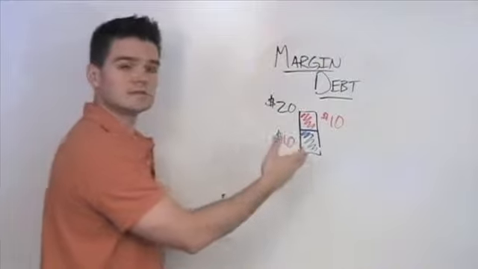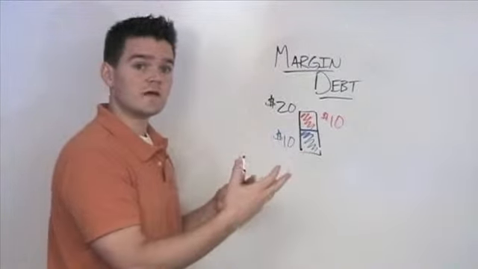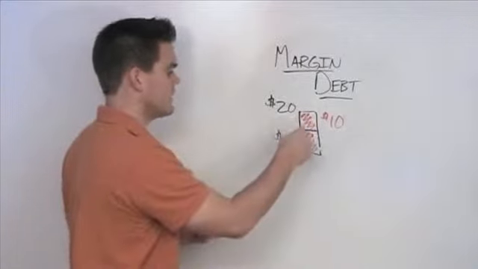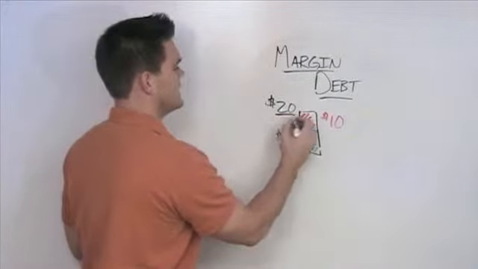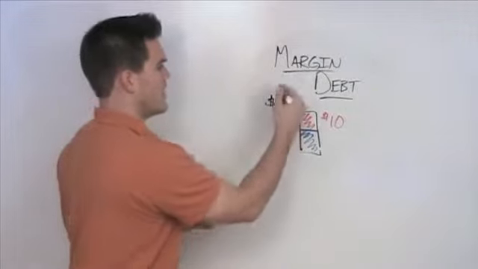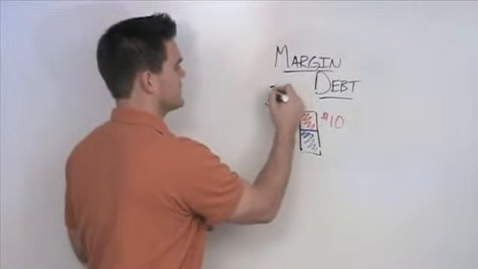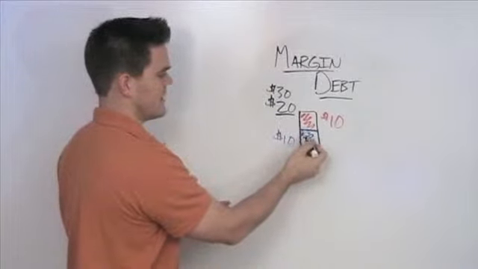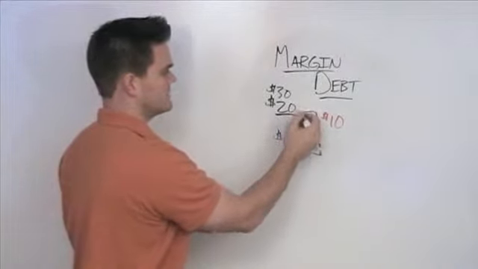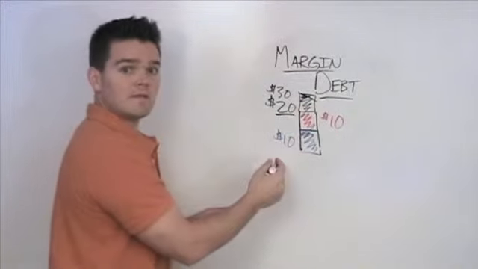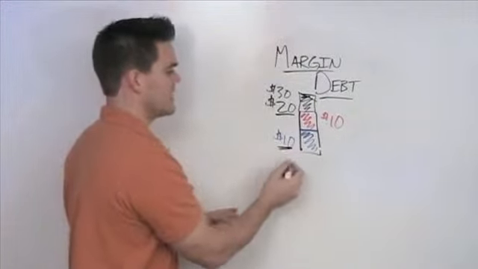And he does this so that if the stock price goes up, he gets even more bang for his buck than if he had put $20 of his own money into the trade. Because let's say the stock goes from $20 all the way up here to $30. Well, the trader has now made a $10 profit. So he made $10 off of only $10 of his own money.